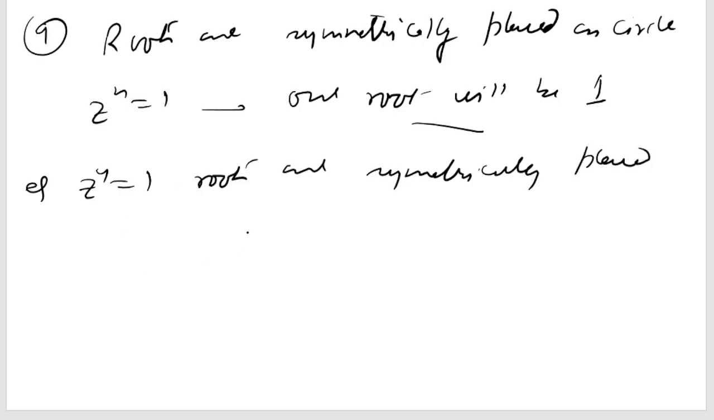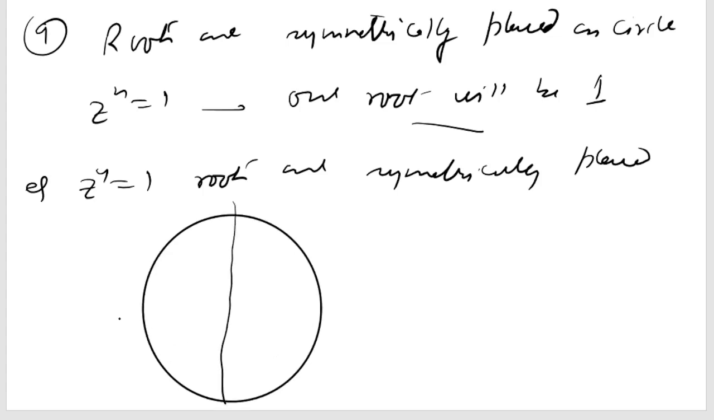So I can say, let's draw the roots. They lie on a circle with center as origin and radius 1. Clearly, one of the roots is here. This is one of the roots. That means 1 is a root.